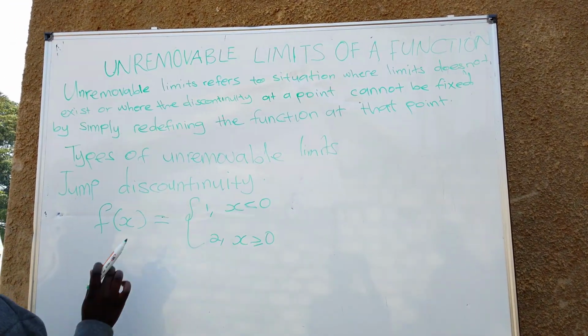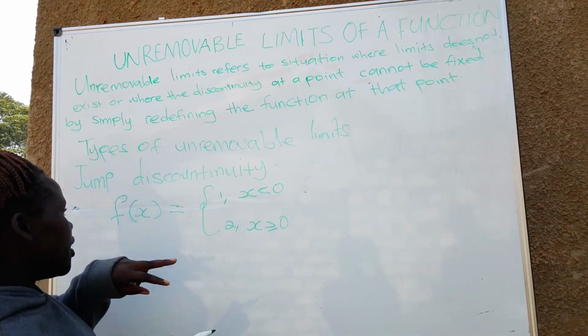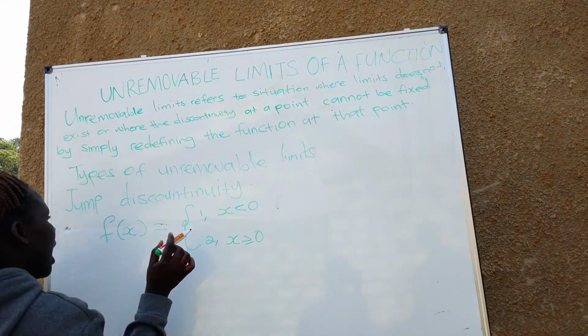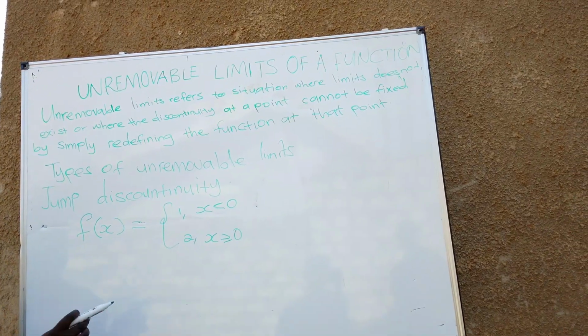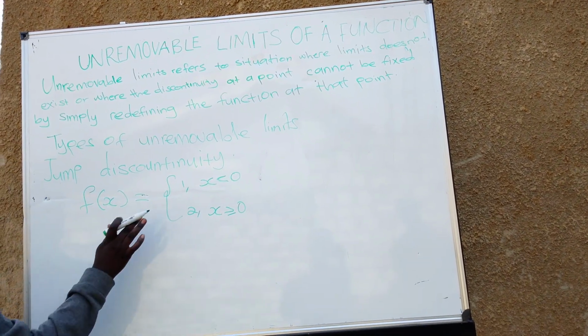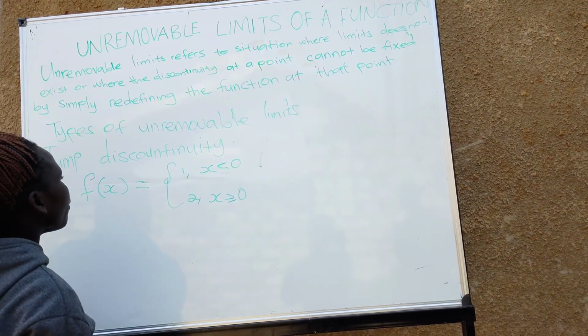For this function, as x tends to negative, our limit is 1, and as x tends to the positive, our limit is 2. This means that the left and the right hand limits are not equal.